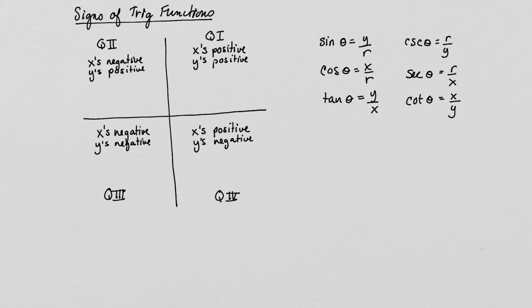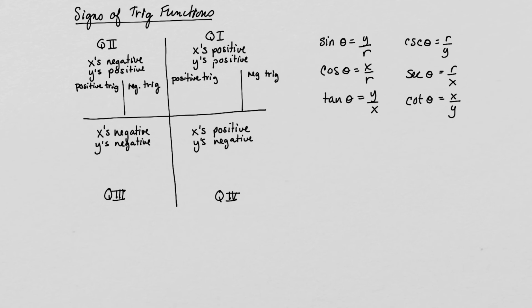That tells us about x and y in those quadrants, but we can now use that to tell us about the different functions. In each of these quadrants, we're going to write down the positive trig functions, and then we'll also write down the negative trig functions. We're going to do that in each of these quadrants.